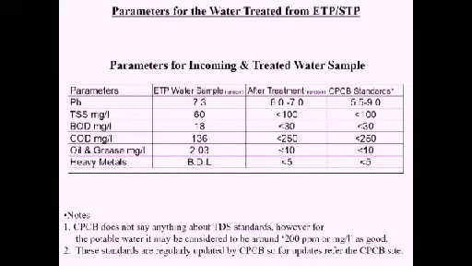Now I've given a note here. CPCB or the Pollution Control Board of the states do not say anything about TDS standards. However, for the potable water, it may be considered to be around 100 ppm or milligram per liter as good. These standards in general, what we have given in the table, are regularly updated by CPCB or the State Pollution Control Board. So what we have given here, they may differ from the latest. You should consult and refer to the sites before giving a formal training or pasting it on the place where an STP or ETP are installed.